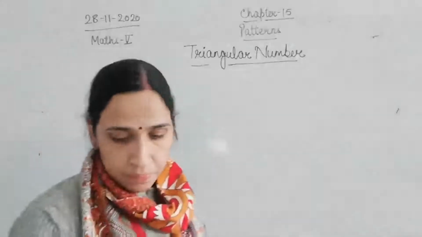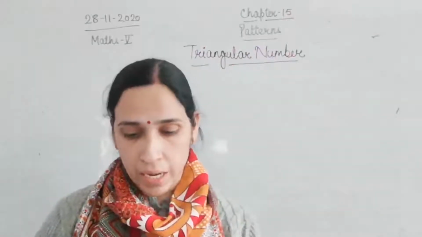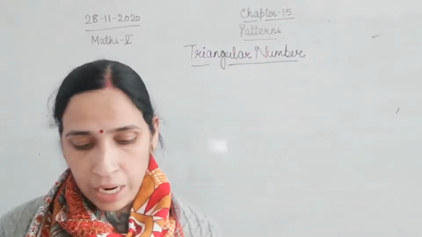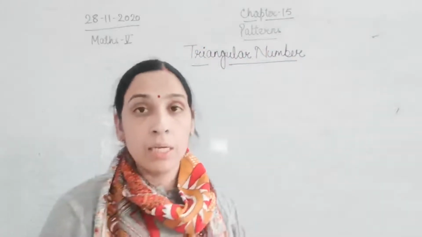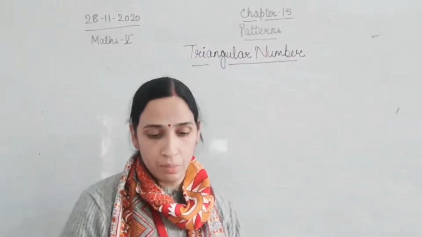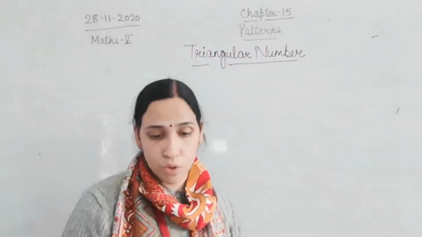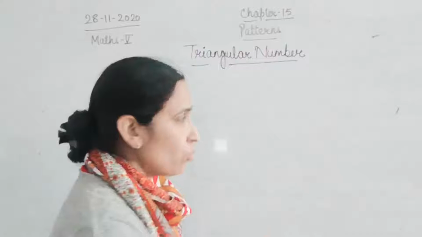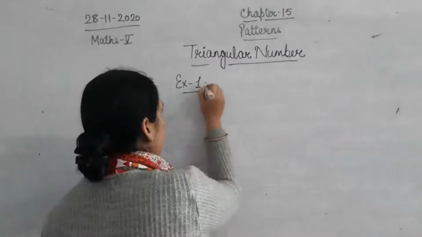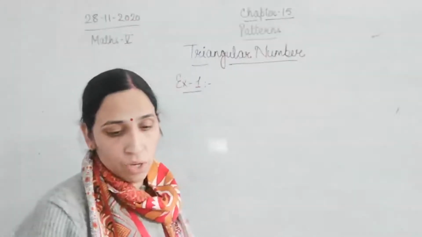So now children, here you don't need to learn a lot about triangular numbers. Only the Pascal triangle is also there, so that we will see in the exercise. Now we'll start with the examples: find the next triangular number. So how can we find the next triangular number? Here we are going to follow that series. So we'll do example 1, triangular number. Example 1 is what? Find the next triangular number.